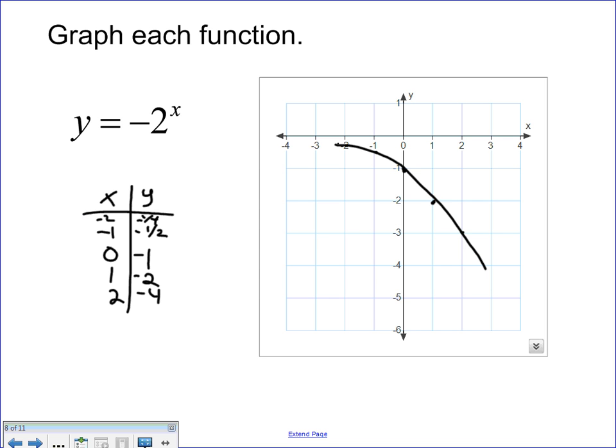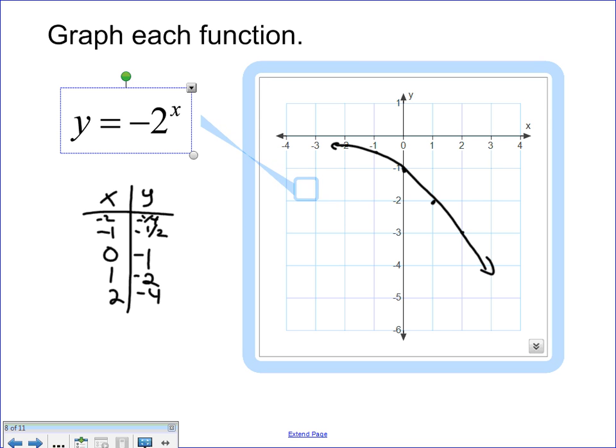I think the smartboard can graph it for me if I get it over here. Did it do it? Why didn't it do it? There we go. Got it. So it's pretty close to what the function should have been. My lines were a little off, but not too bad, just because I drew them wrong. I don't know what happened here.